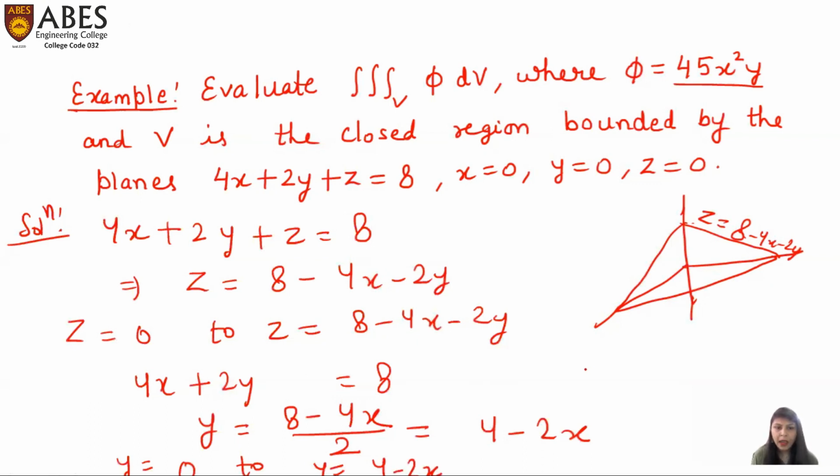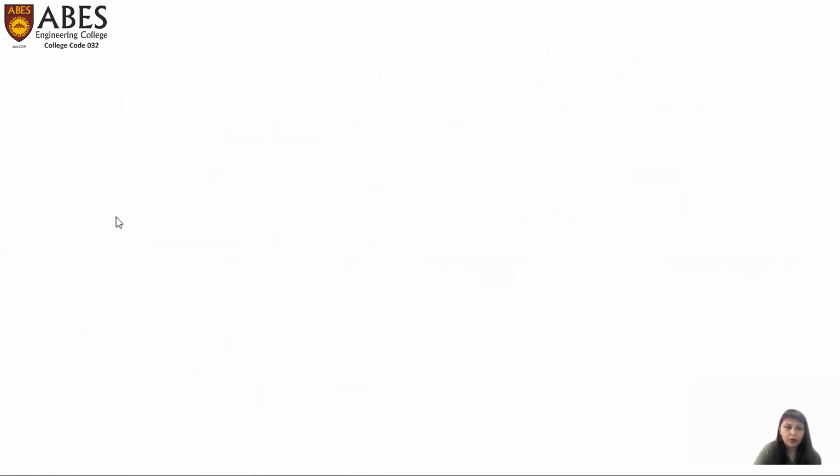Okay. And if you put y equals to 0 and z equals to 0 in this equation, you will get the equation 4x equals to 8 and x equals to 2. So the range of x is x equals to 0 to x equals to 2. Okay. So now we know all the limits of x, y, and z, and we can simply calculate the volume integral. Okay.